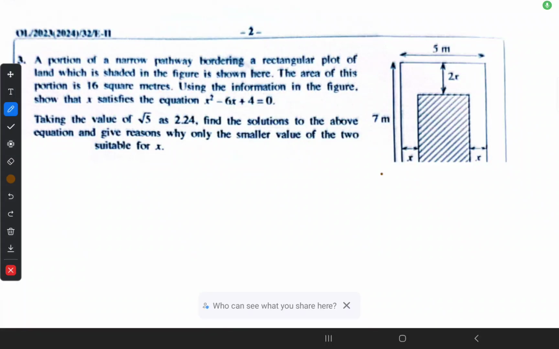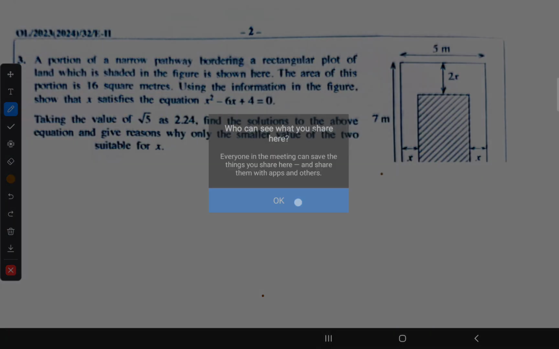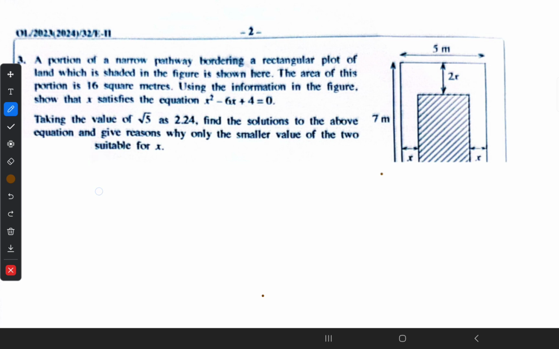This is the 2024 O-level paper from last year. It's a quadratic equation related question, and it's an important one. This is not a usual question; there is a difference between the usual questions and this one. A portion of a narrow pathway bordered a rectangular plot of land which is shaded.